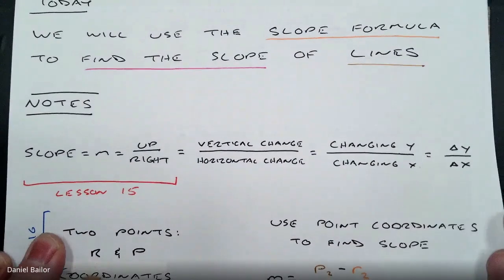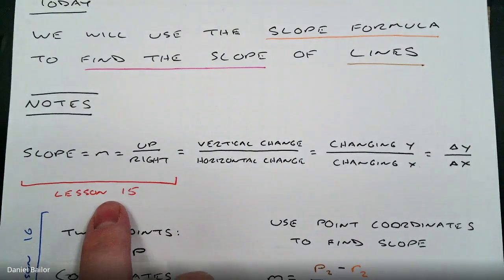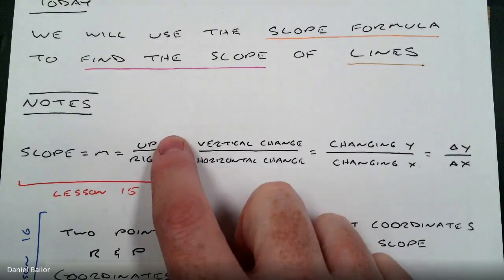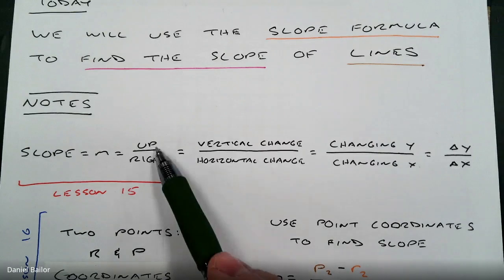Here we go. Slope equals m. We learned that in Lesson 15. And in Lesson 15, we also learned that slope is up divided by right. Now, it's a little bit different because I did talk about this yesterday, but today we're going to talk about it more, so I added on extra. Slope is up divided by right.